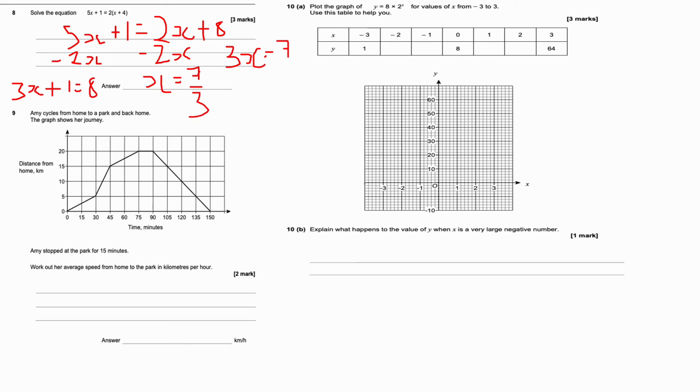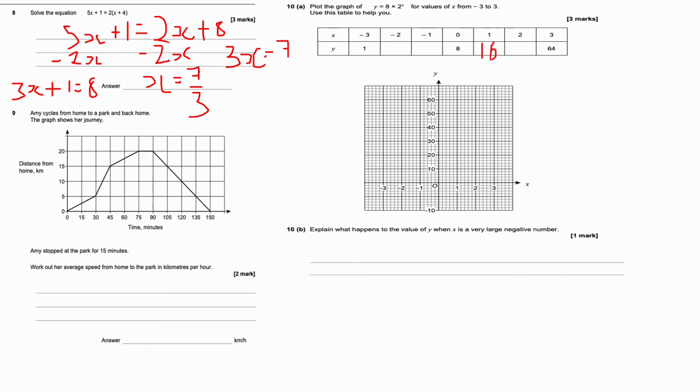Right guys, we will look at question 10 now and then I'll come back for question 9. So this is question number 10. Plot the graph y is equal to 8 times 2 to the x for the values of x from -3 to 3. Use a table to help you. Okay, so when x equals 1, 2 to the 1 is just 2 times 8 is 16.